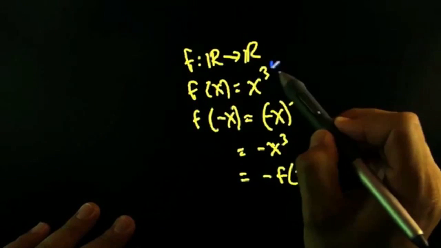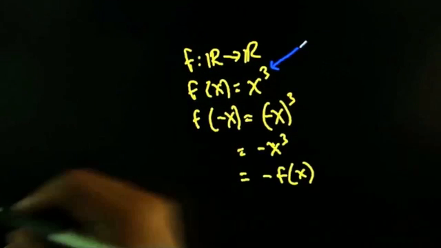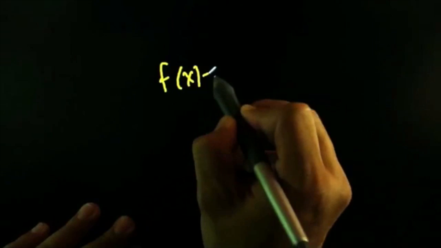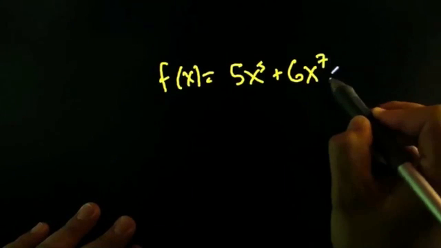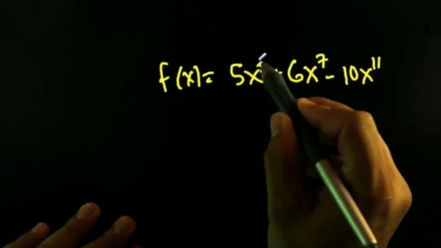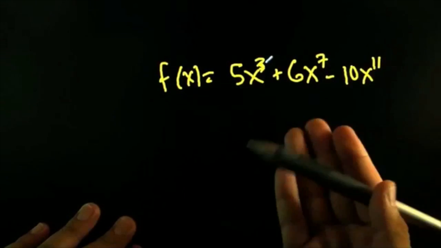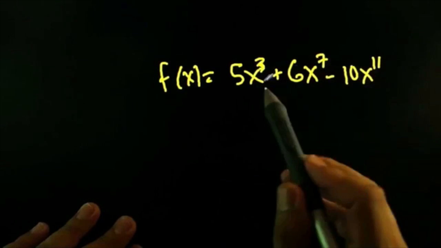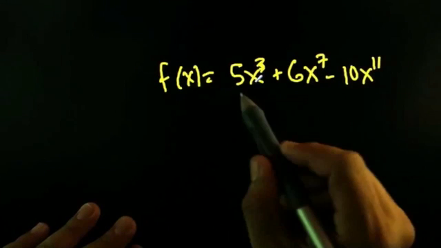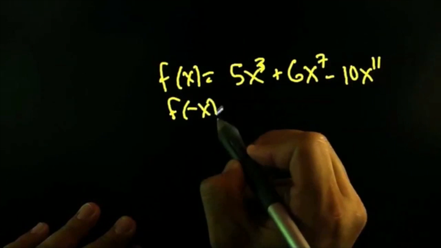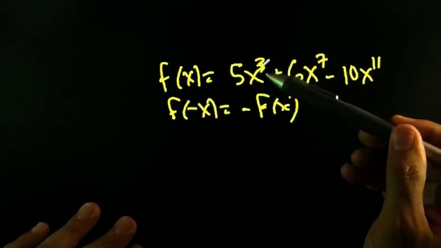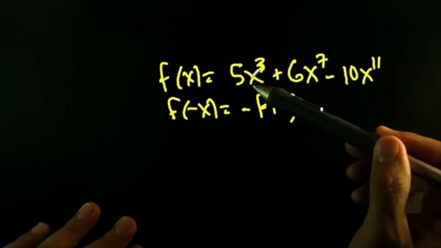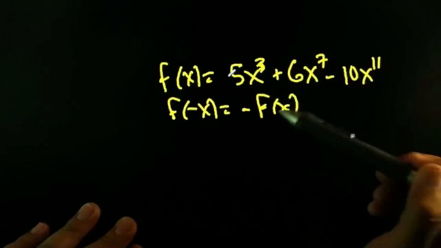And it's not an accident that this is an odd exponent. For example, if you had some other function such as f of x equal to 5x to the third plus 6x to the 7th minus 10x to the 11th, this is in fact an odd function, because every one of these pieces is odd. If you check it, f of negative x will become negative f of x. The reason that happens is that if each one of these is odd, when you put in a negative, it becomes a negative that you can factor out of all of them.